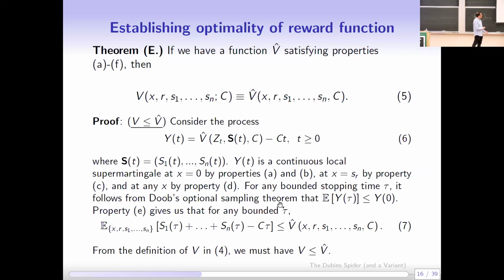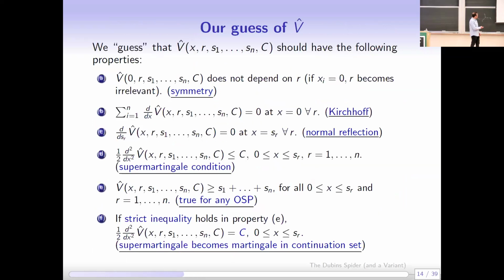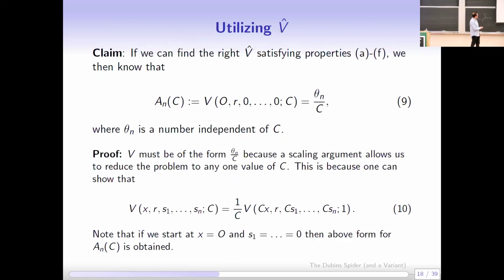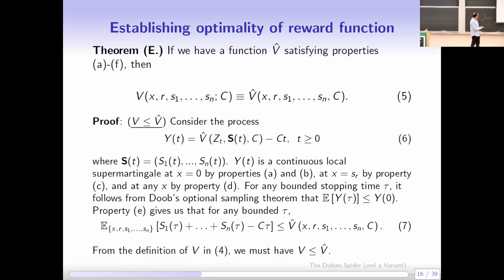And for a bounded stopping time tau, it follows from Doob's optional sampling theorem that the following holds. And therefore, property E. Again, just to go back, property D was a supermartingale condition. This is just true for any optimal stopping problem trivially. Okay, so property E will give us that for any bounded stopping time, this holds. And so we have the inequality in this direction.